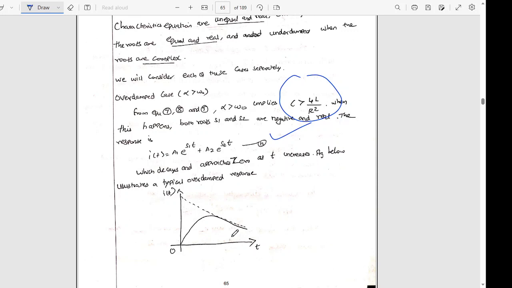Finally it is going to decay to zero because it is a natural response. There will be no excitation from the source, so definitely the response has to come back to zero.